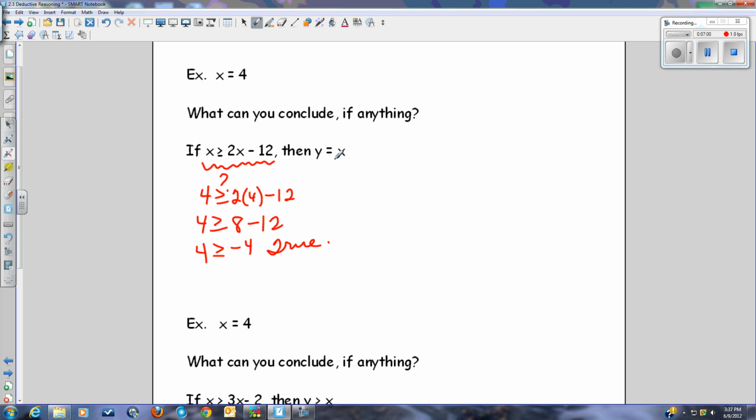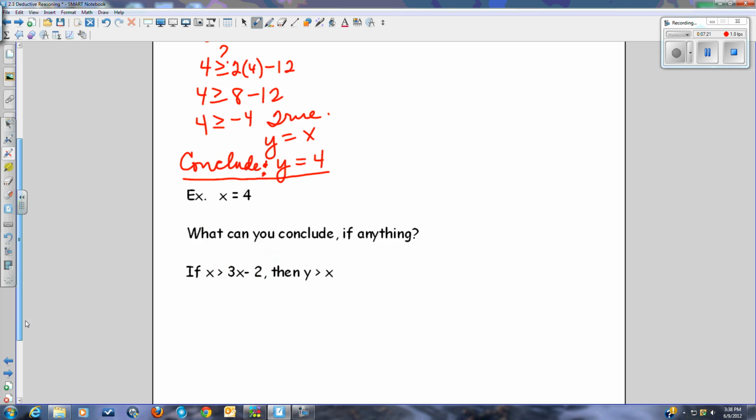So if that's true, we can conclude that y must be equal to x. And so what's x in this case? X is 4, so y must be 4. This is what we can conclude. So we'll conclude that y equals 4. Now let's move on to the next one.